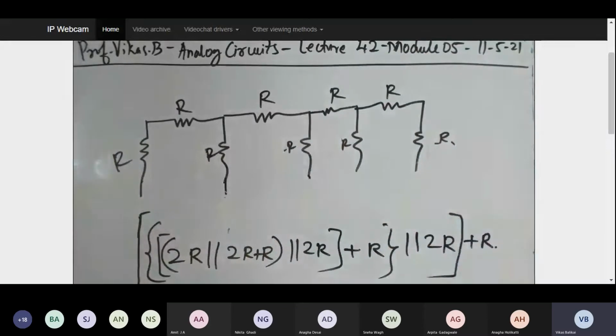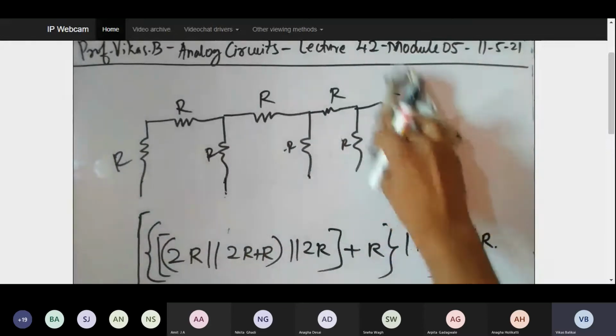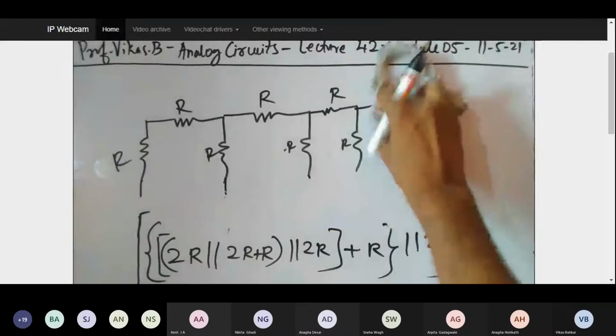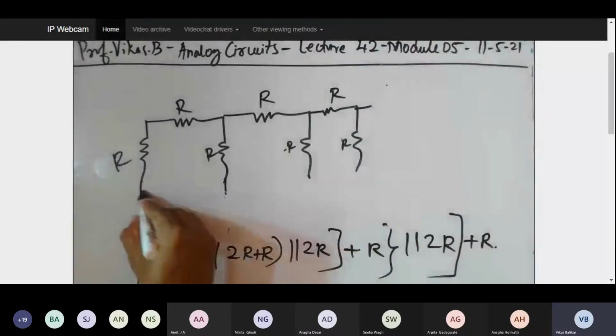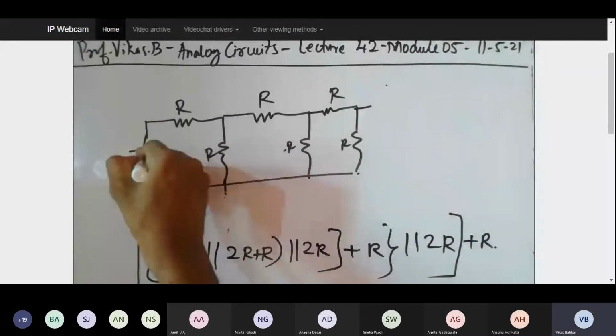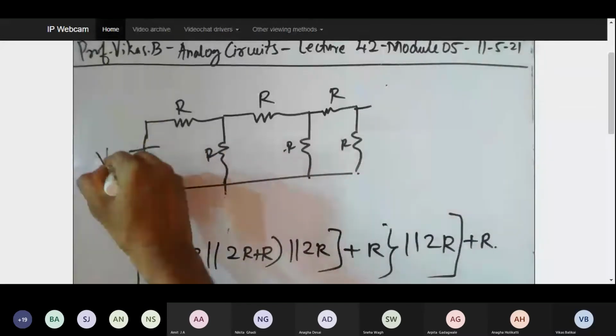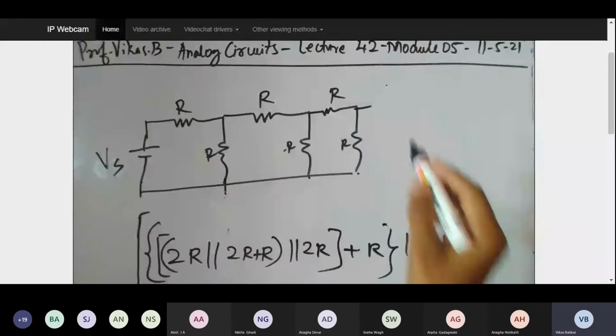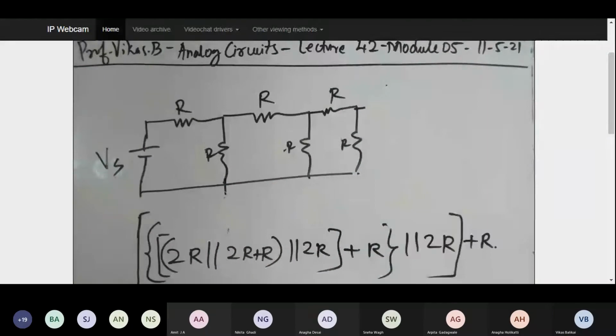So if I have, let's say, this particular network, which is connected in this way with a voltage source VDC or VS, and I want to calculate the Thevenin equivalent resistance. I'll also show you how to calculate the Thevenin equivalent voltage here. Now, these concepts I think you might have learned in your network analysis subjects, but let me give you a glimpse of all those things.